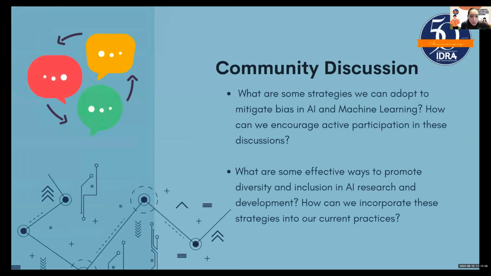But I did want to take a moment to engage in a community discussion about this and hear from you all about your thoughts. So I posed some questions here, but we can take the conversation however we see fit. What are some strategies we can adopt to mitigate bias in AI and machine learning? How can we encourage active participation in these discussions, especially with our students? And what are some effective ways to promote diversity and inclusion in AI research and development? How can we incorporate these strategies into our current practices? You can take a moment if anyone has any ideas that they want to share.